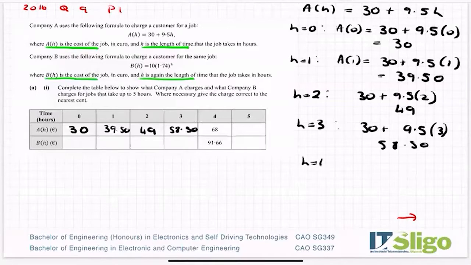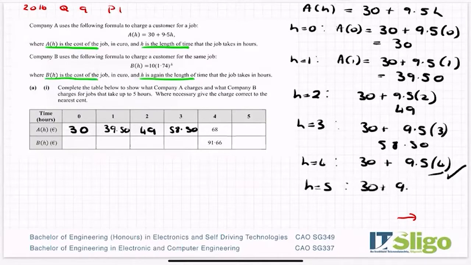Okay, I always check the answer they gave me to know that my method is right. And in fact, many times I would start with the answer that they give me to make sure that I'm putting it into the calculator right. Okay, so 38 and 30 is 68. That's perfect. So he's good. H is equal to 5, 30 plus 9.5 times 5. And I'm getting 77.50 for that. Okay, and then for B of H, you do the same thing.